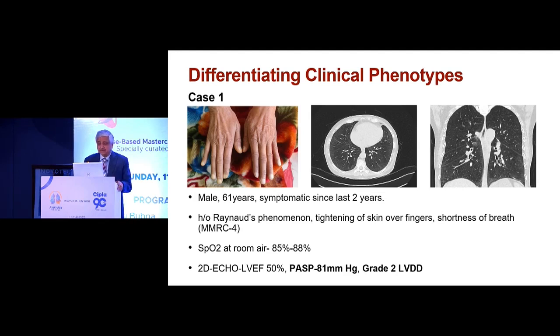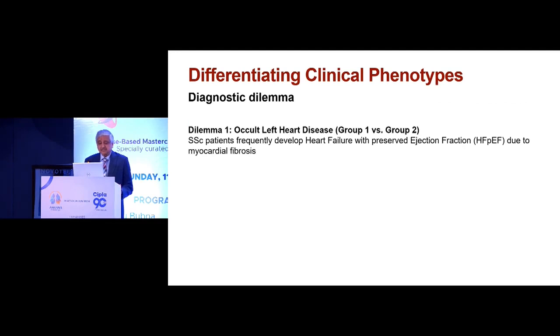The dilemma that we had was: does this patient have occult heart failure? He has group 1 disease because he has pulmonary arterial hypertension, but is there underlying group 2 disease also? Systemic sclerosis patients frequently develop heart failure with preserved ejection fraction due to myocardial fibrosis. So again, to the panelists, what would you do in such a situation?